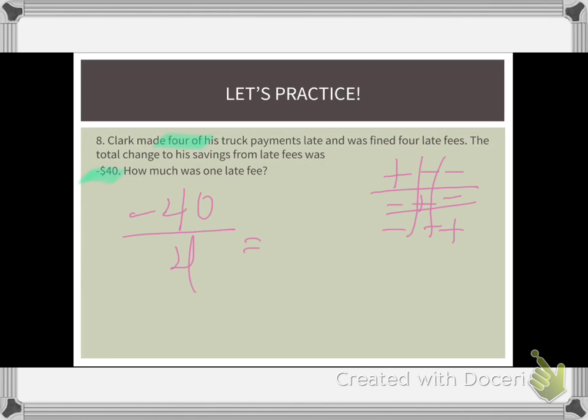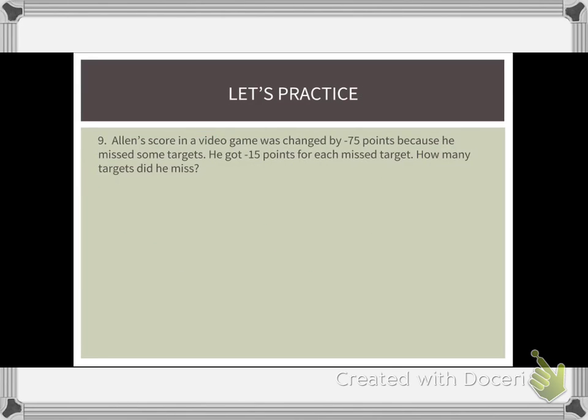So I've got a negative being divided by a positive, so my answer is going to be negative. Negative divided by a positive is a negative. The signs are different, so it's going to be negative. And 40 divided by 4 is 10, so it's a negative $10. Go ahead and draw my tic-tac-toe board.